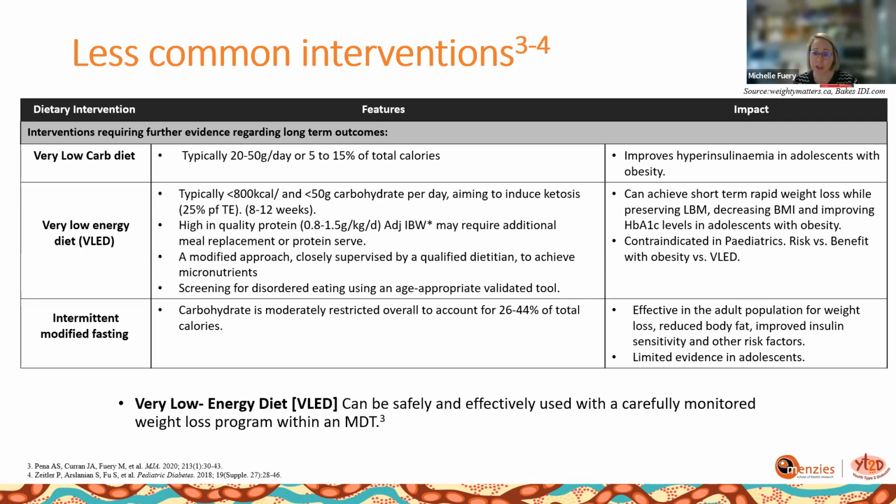These are, however, contraindicated in pediatrics. However, with severe obesity, the risk versus benefit needs to be considered. If we look at intermittent modified fasting, the carbs are moderately restricted overall to account for 26 to 44% of total calories. And this has been shown to be effective in the adult population for weight loss, reduced body fat, improved insulin sensitivity, and other risk factors, but there's limited evidence in adolescents.